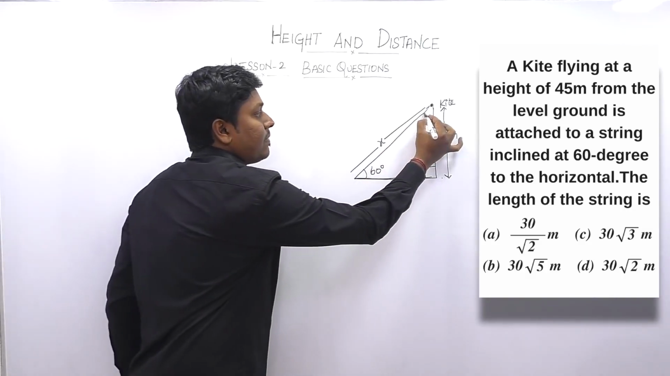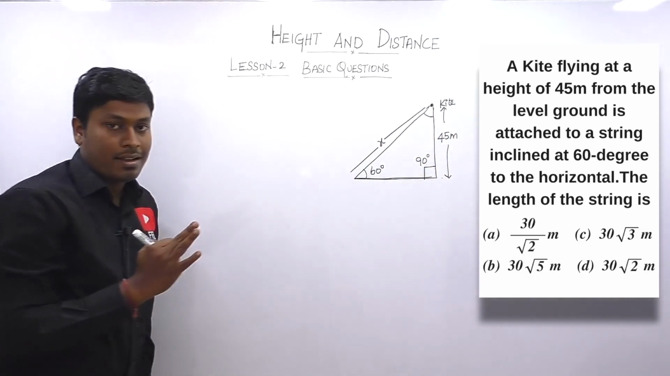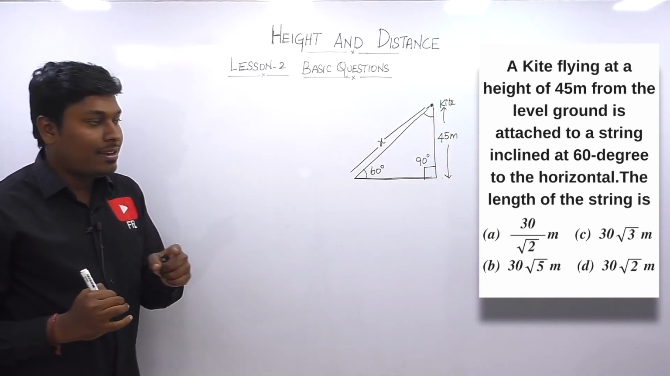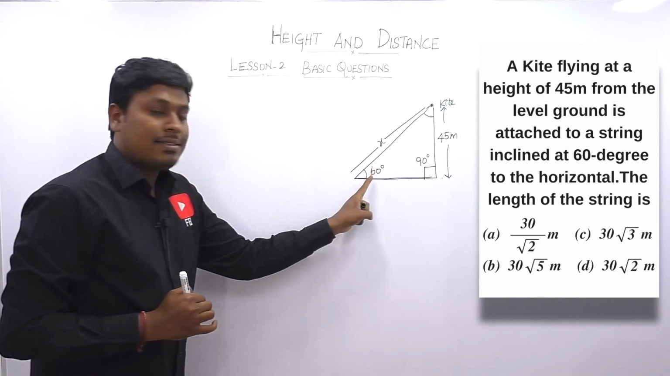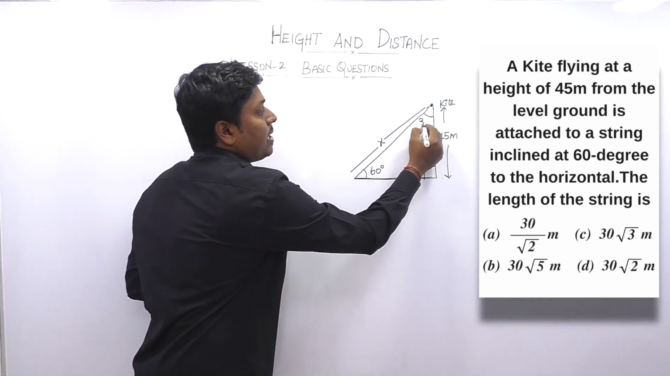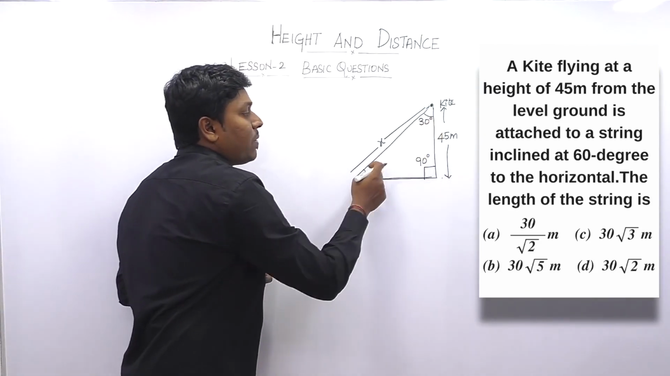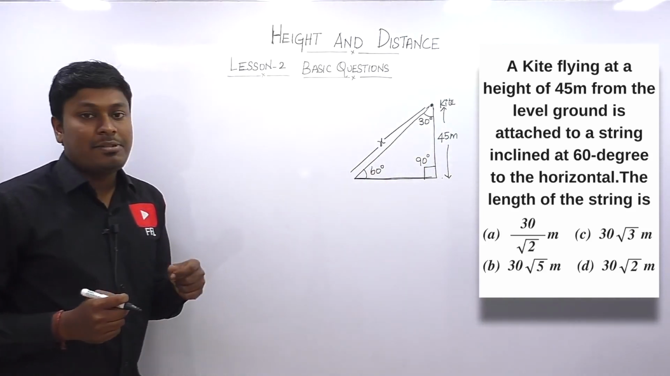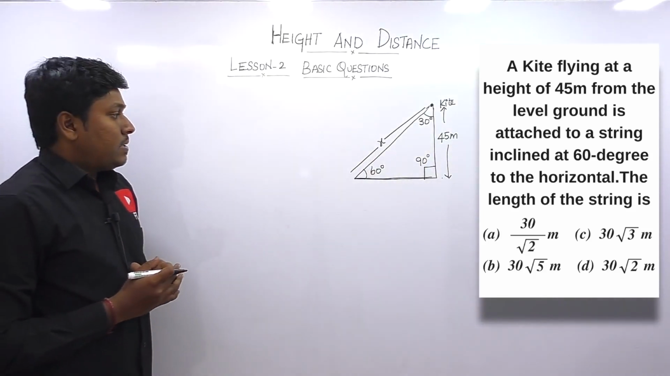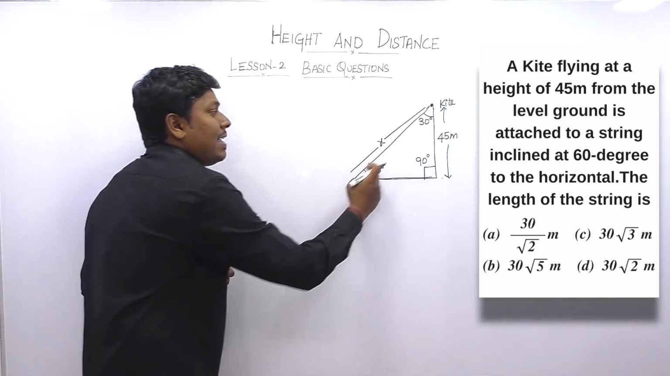In the basics I have clearly told that the sum of the 3 angles of a triangle should be 180 degrees, and this is 90 and this is 60. So definitely the remaining angle should be 30 degrees. Only when you add all the 3 angles, the resultant will be 180 degrees. Our target is to find the length of the string.